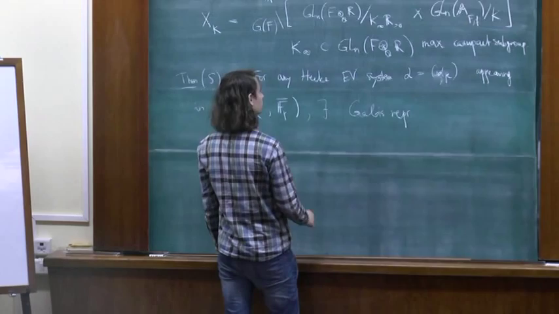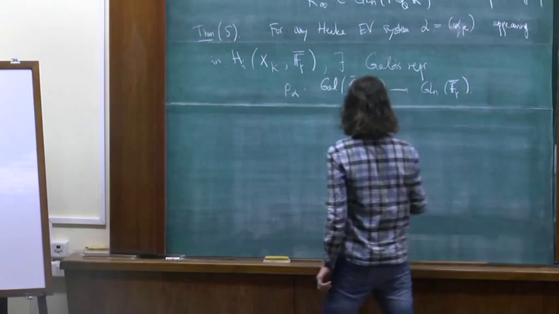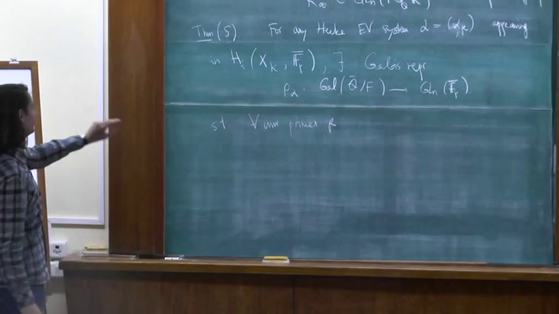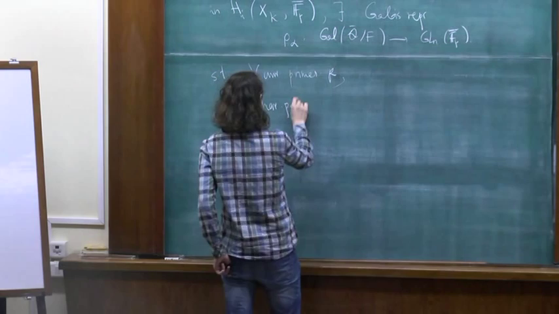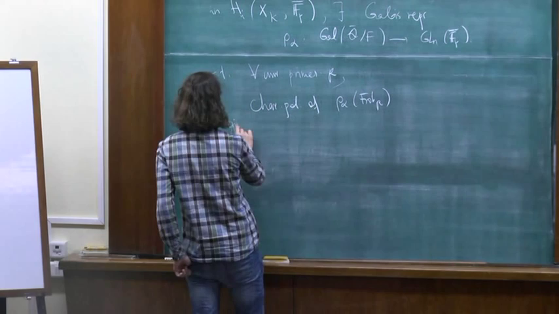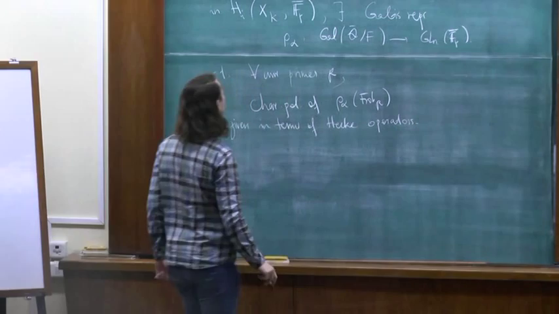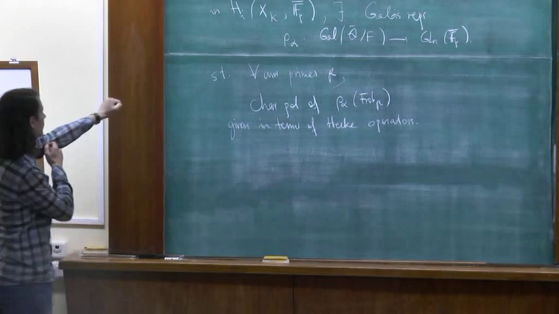Rho_alpha of the absolute Galois group of F going to GL_N(F_p bar), such that for all unramified primes, in a suitable sense, it's an explicit finite set of so-called ramified primes that I have to exclude. It's explicit. The characteristic polynomial of rho_alpha of the Frobenius element at p is given in terms of Hecke operators. And it's a formula we expect. So in particular, the trace and all the other coefficients will be eigenvalues of one of these Hecke operators. OK, so that's the theorem.